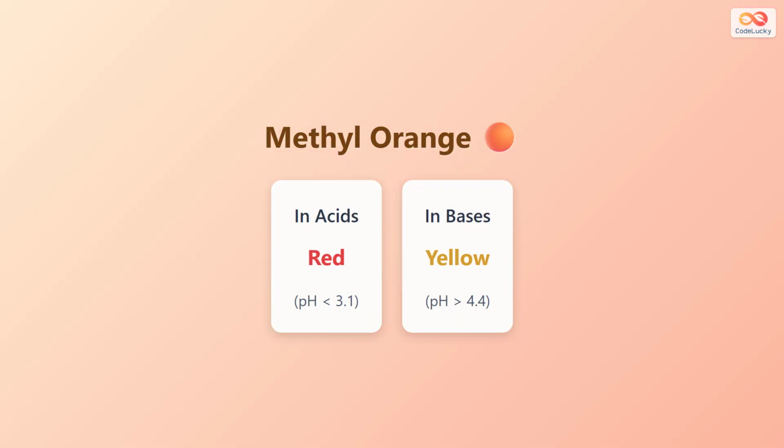Methyl orange is an indicator that works best in detecting acids. In acidic solutions with pH less than 3.1, methyl orange appears red. In basic solutions with pH greater than 4.4, it turns yellow. This red to yellow transition helps chemists identify the acidity level of various solutions.